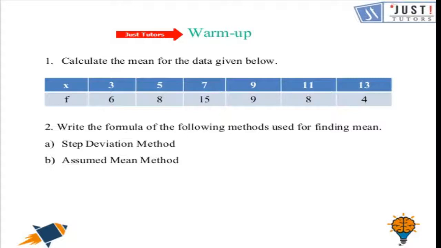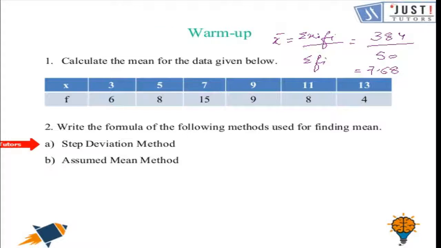So question number 1 says to find the mean of the given set of data. We know the formula already, that is x bar is equal to sigma xi fi divided by sigma fi. So if we try to find out the sigma xi fi for this data, that's going to be 384, and we need to divide that by sigma fi, which is 50. Hence the answer for this question is going to be 7.68.